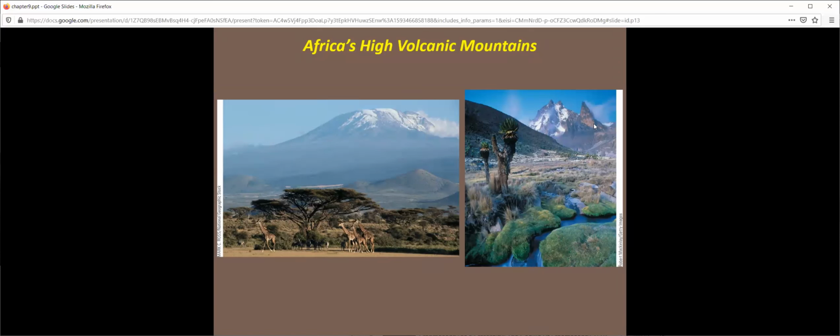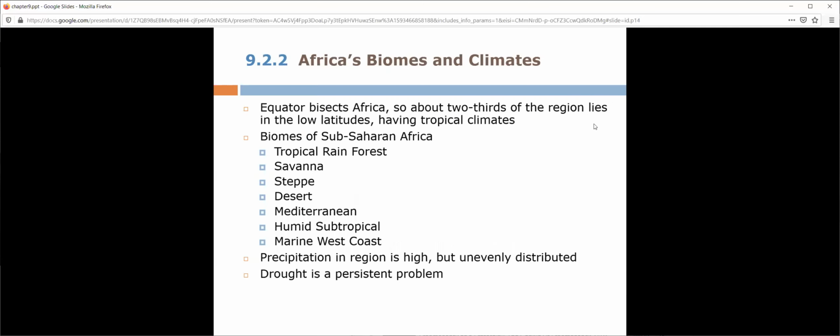Various mountains, various landscapes, right? That picture on the left there looks straight out of the Lion King, right? The biomes and climates, when we get to this map, it's going to be kind of what you're expecting. Since the equator bisects Africa, about 2/3 of the region lies in low latitude, you get these tropical climates.